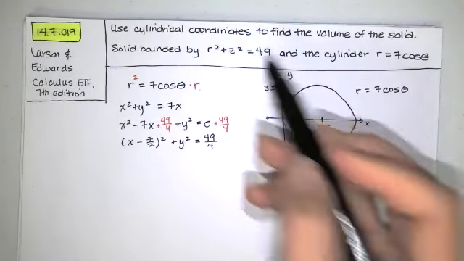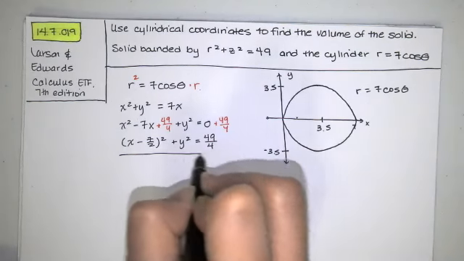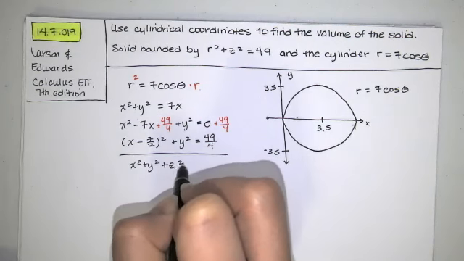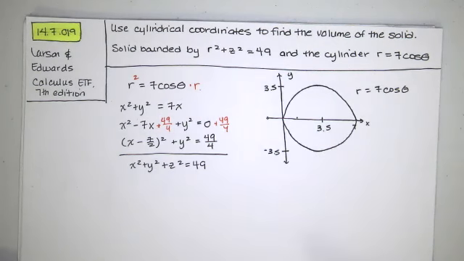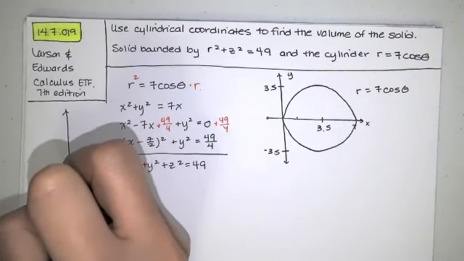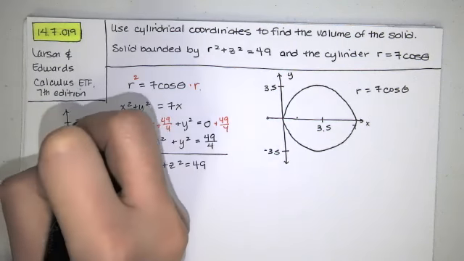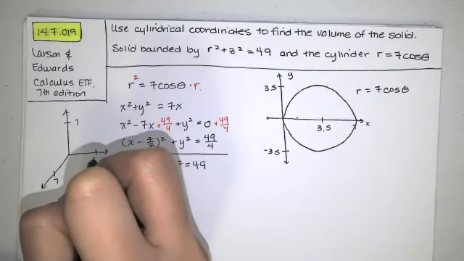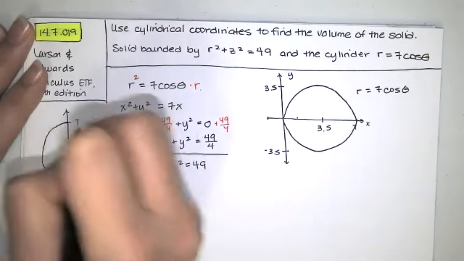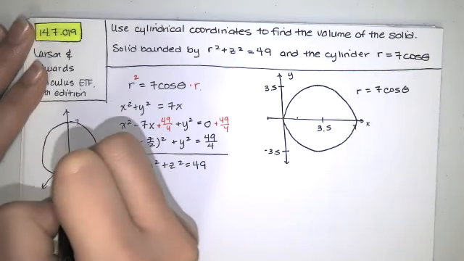And this is a sphere, which we can see pretty easily if we take r squared and replace it by x squared plus y squared. That is a sphere centered at the origin with radius 7. So that's going to look like this, roughly. Oops, it's very rough.